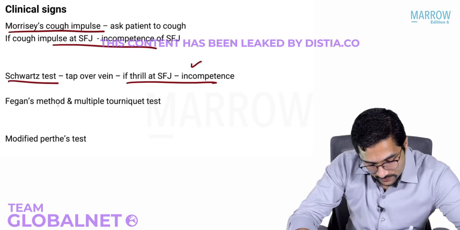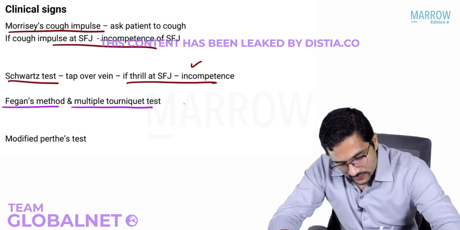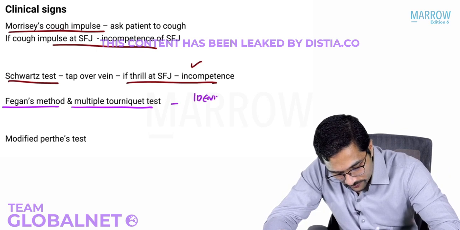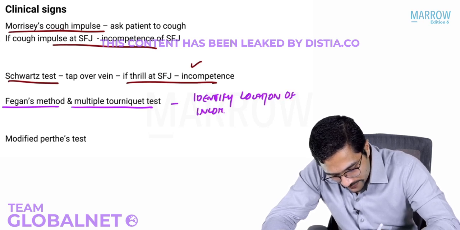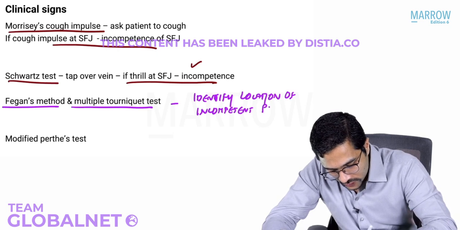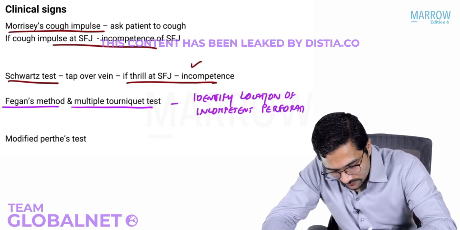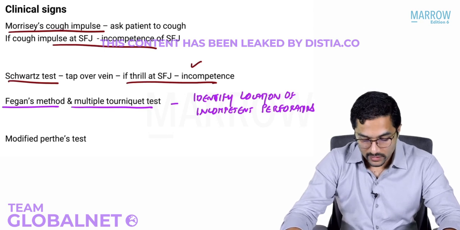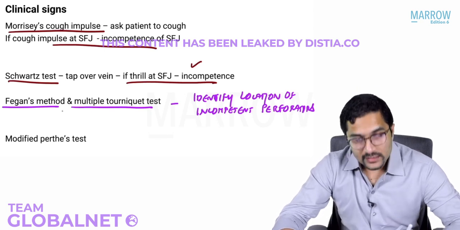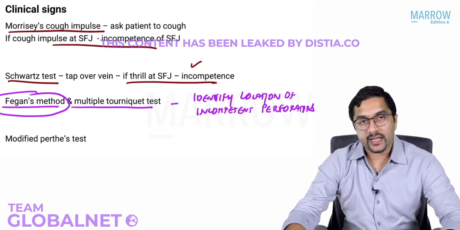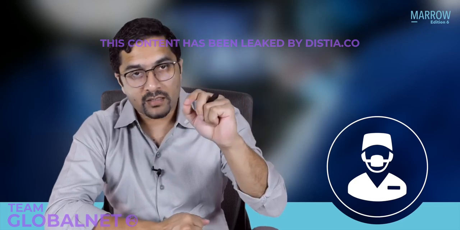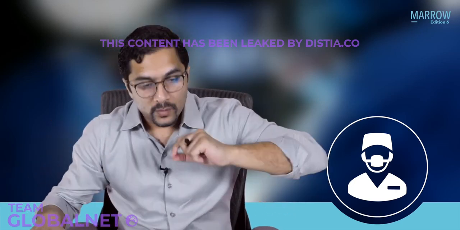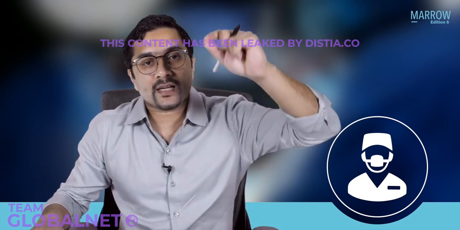The Fegan's method and the multiple tourniquet tests are done to identify the location of incompetent perforators. In the Fegan's method, what is done? You first mark the outline of the vein using a marker. So when the patient is standing, you will mark the outline of the vein using a marker.